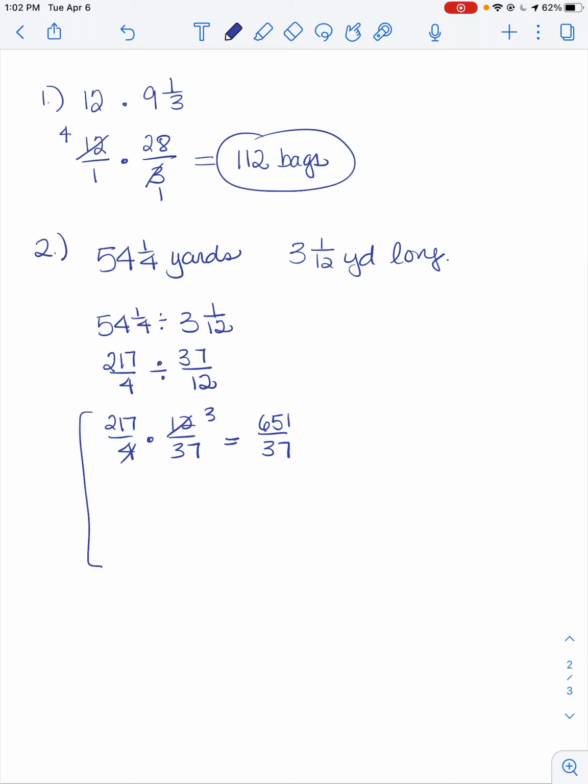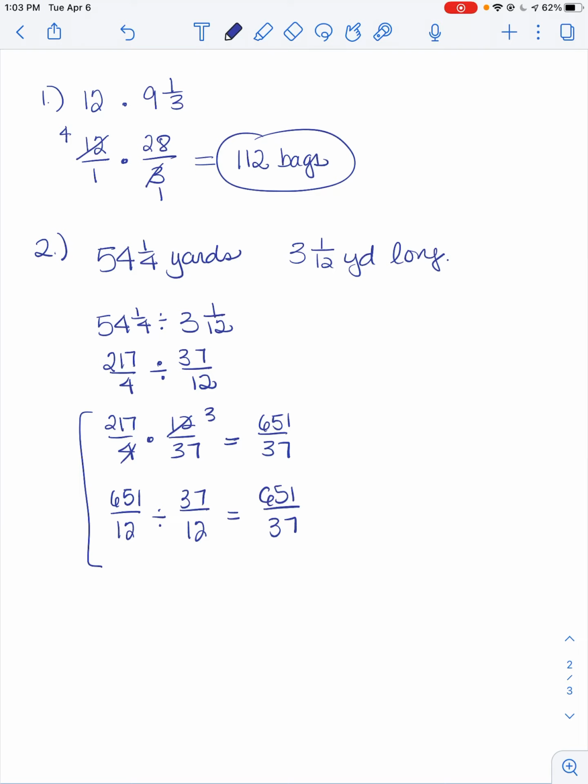Or you can go a different way, and you can get common denominators here. To do that, that first fraction has to be turned into twelfths. So you could take 217 and multiply it by 3, getting 651, and divide that by 37 over 12. And we know we just divide the numerators. So it's 651 over 37. Either way, whichever technique you choose, you're going to come out with this kind of odd fraction of 651 over 37. So how many pieces are being cut at 651 over 37?